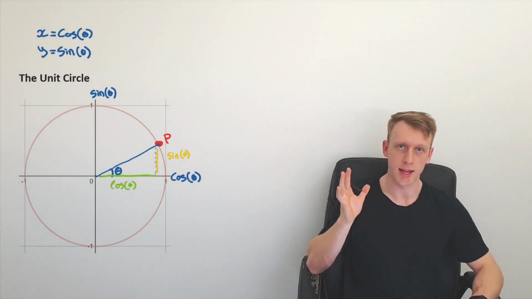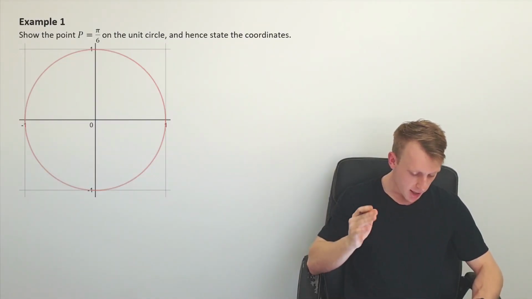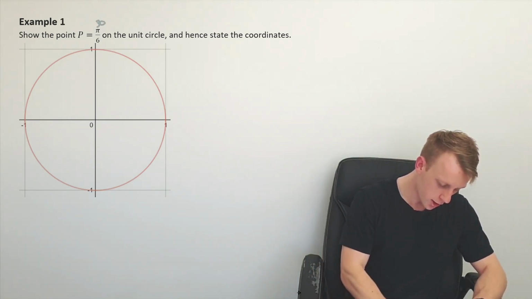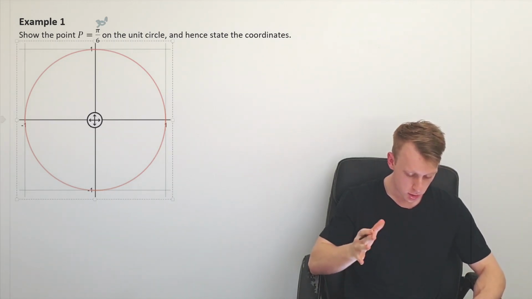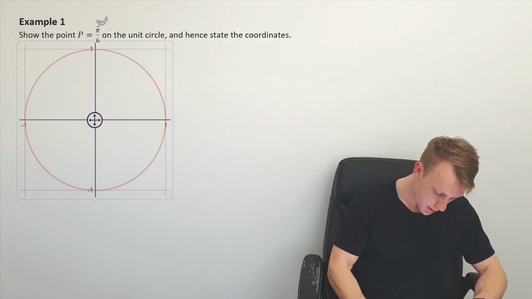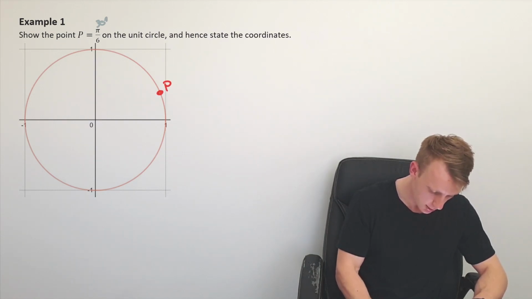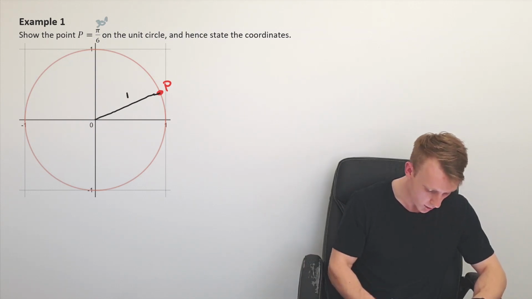So let's have a look at an example and see how it works. So I've got to show the point P, which is pi on 6, which that's 30 degrees, by the way. We're going to have to use some radian measure here. On the unit circle, hence state the coordinates. So let's take the point P with 30 degrees around, that's about here. And we're going to draw one unit out, which is our radius right here. That's a unit of 1.